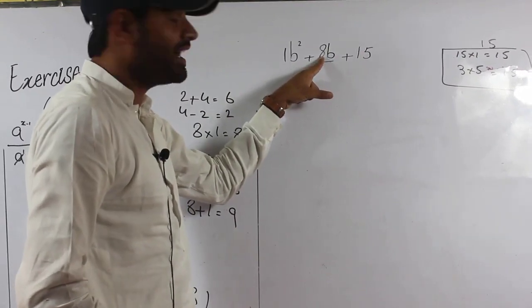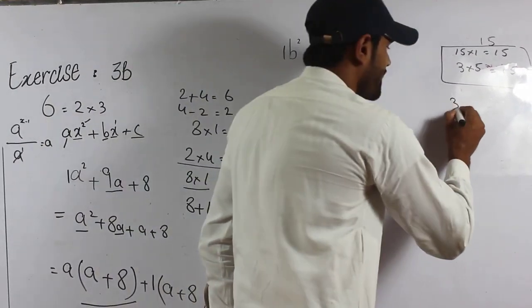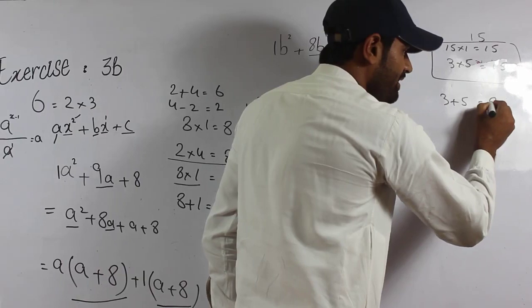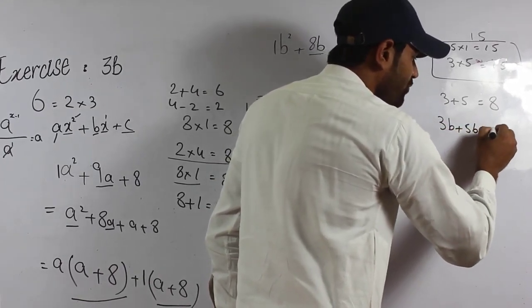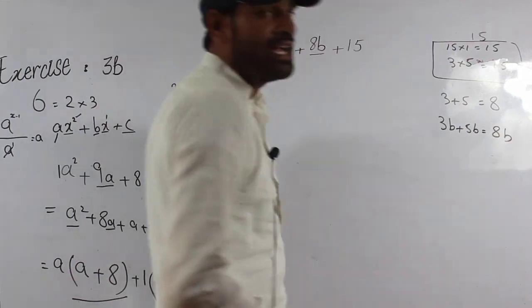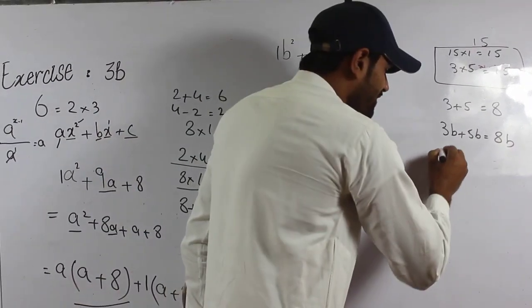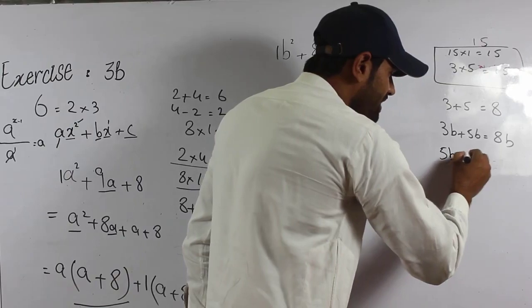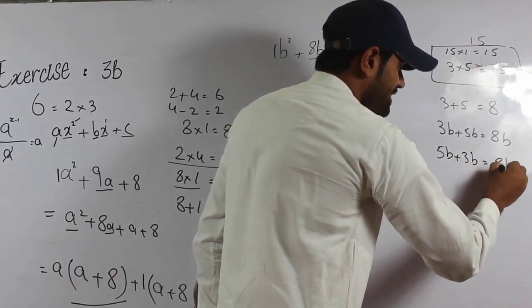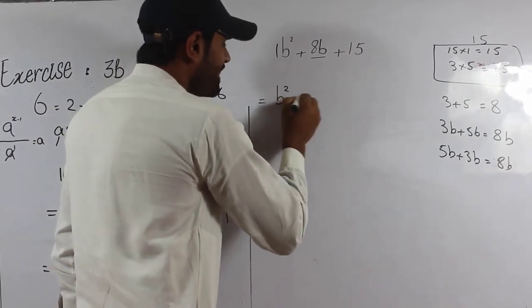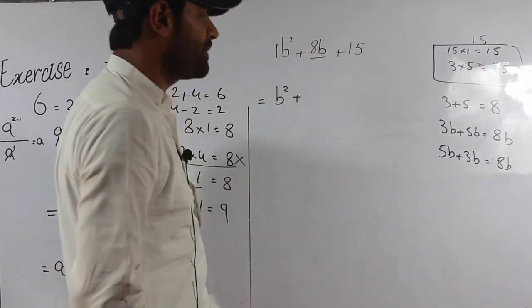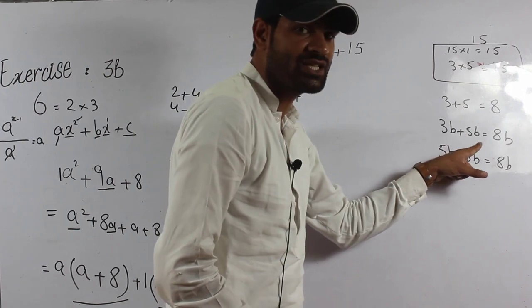Which combination makes 8b? So I use 3 plus 5, that is 8. So I need 3b plus 5b, which is equal to 8b by addition. It does not matter whether I write 5b plus 3b, it does not matter if I change their positions. So in b square, I break 8b into two terms: 3b plus 5b.